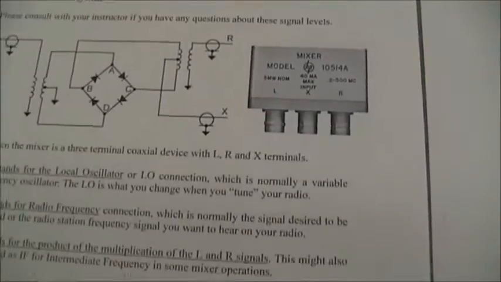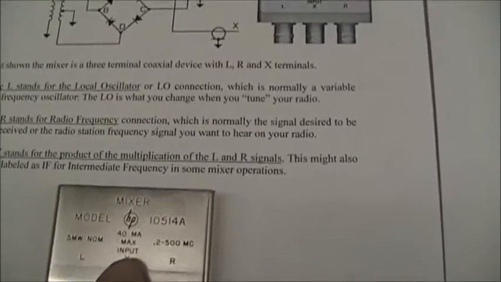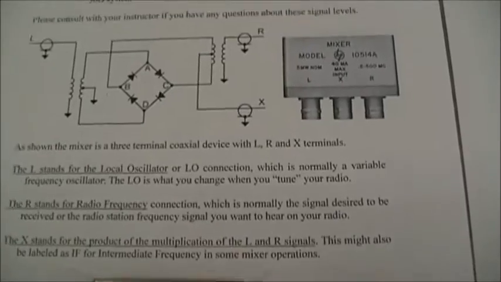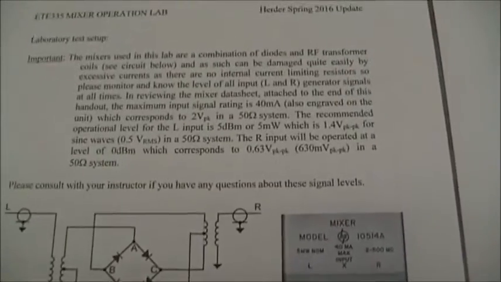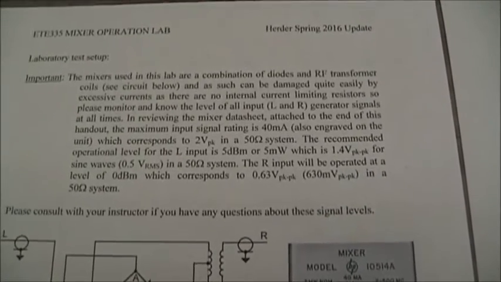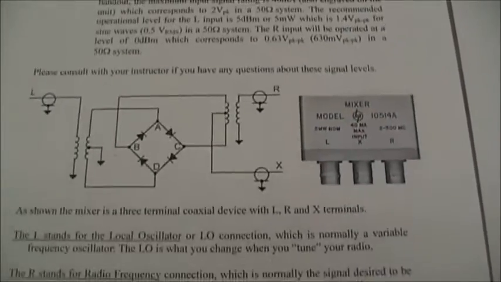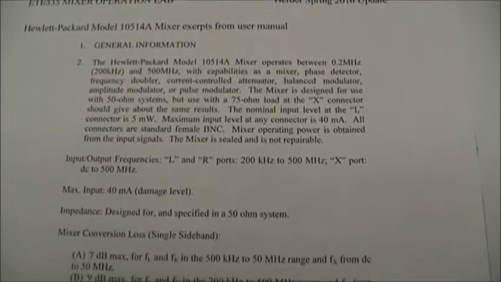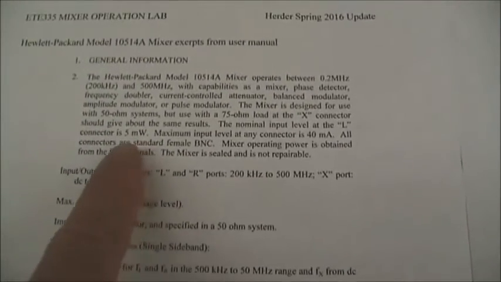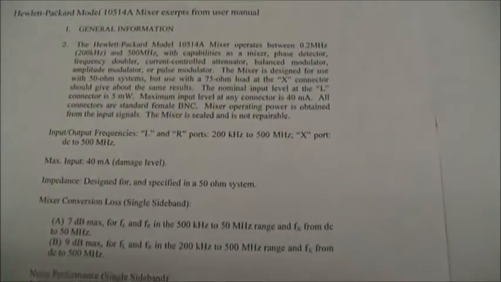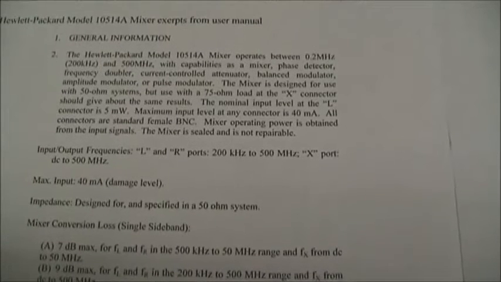Now, some of the critical information is actually on the mixer itself. The mixer is limited to 40 milliamp of an input signal. In a 50 ohm system, that is 2 volts peak in 50 ohms. So you must keep your voltages below 2 volts. Now you will also see, if you check the data sheet, and I've excerpted part of it in the back of the report or in the handout, that we need 5 milliwatts on the input signal of the mixer, which is the L input. So we need to calculate how many dBm 5 milliwatt is.